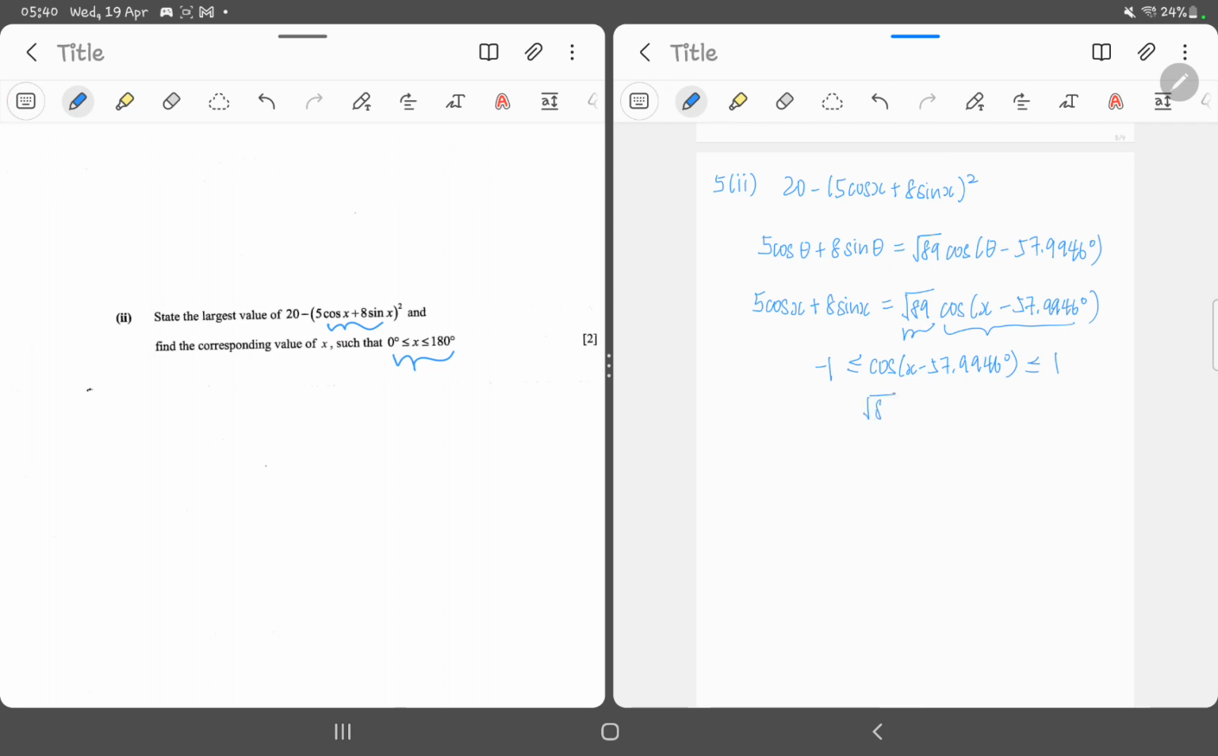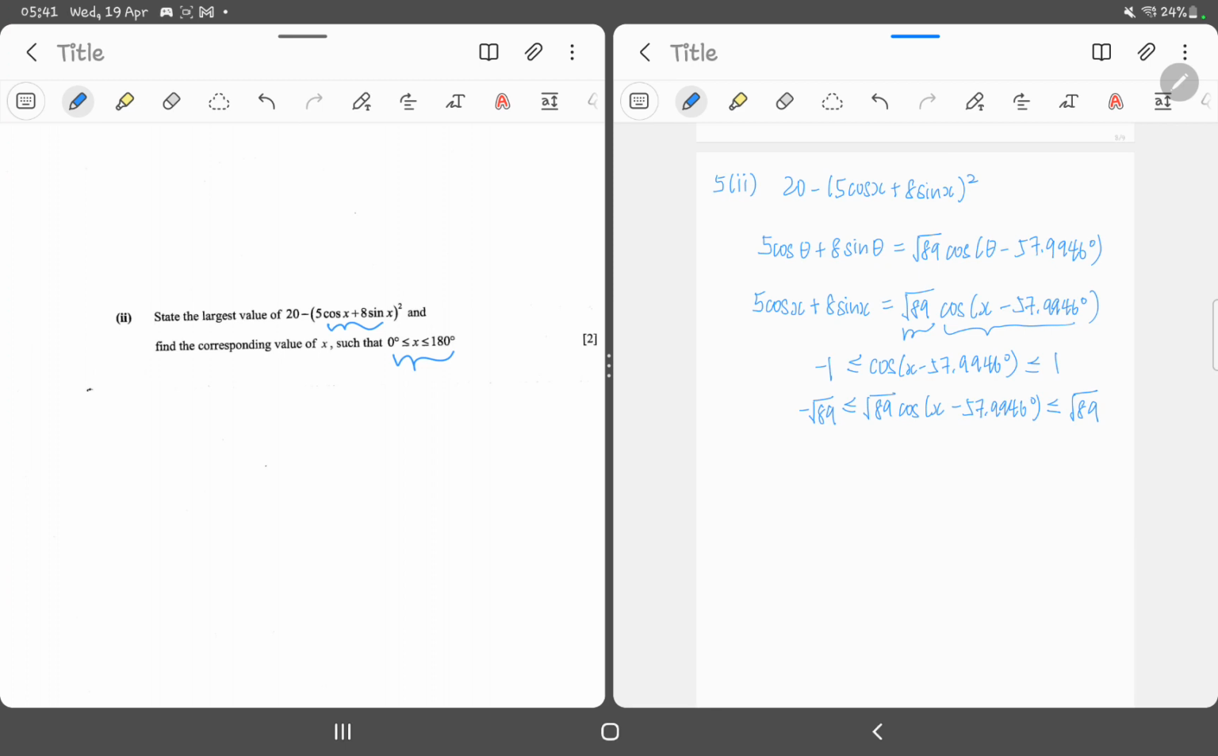So square root 89 cosine x minus 57.9946 degrees is less than or equals to square root 89. After multiplying square root 89 on the right hand side and multiplying square root 89 on the left hand side to -1, we get minus square root 89.